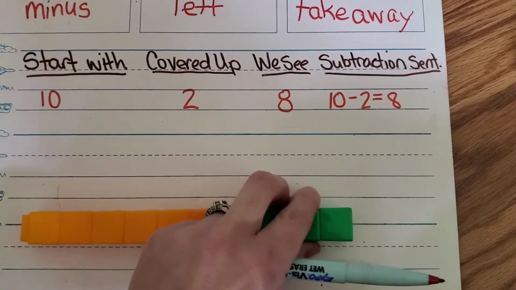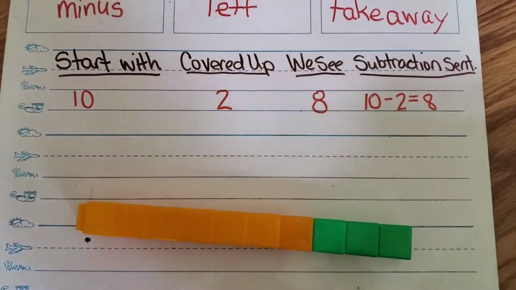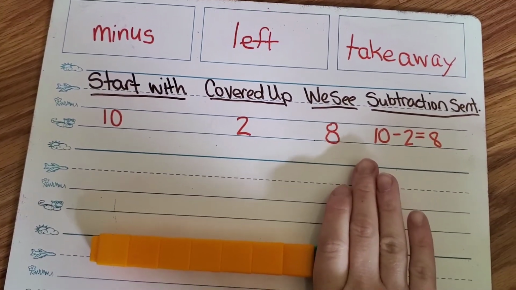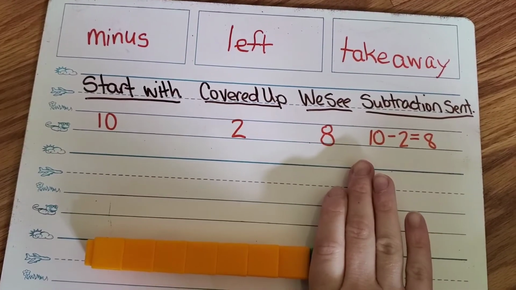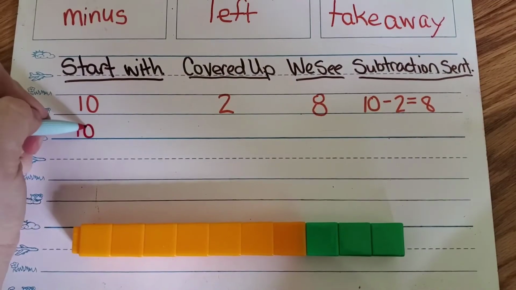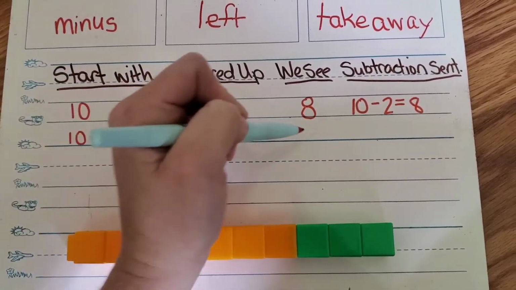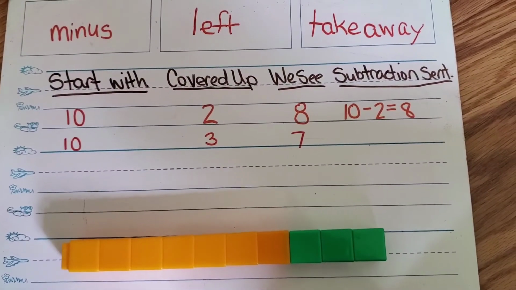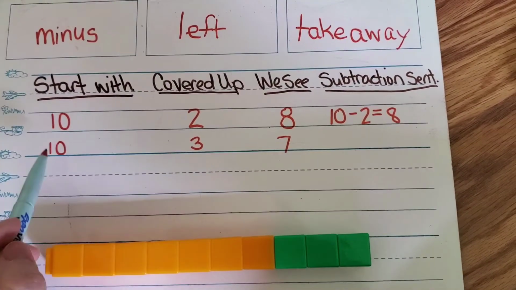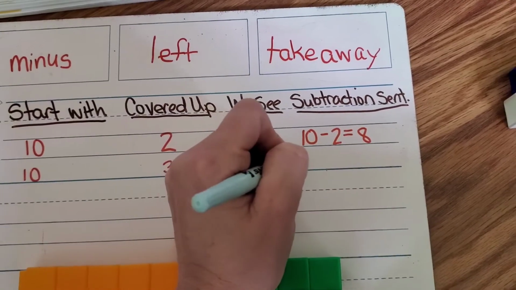All right, so put your 10 cubes back together and cover up 3 this time. How many do you see? 7, right. So we started with how many? 10. We covered up 3, and we saw 7 at the end. So what is our subtraction sentence? 10 minus 3 is equal to 7. Right, we just need to put in our symbols.